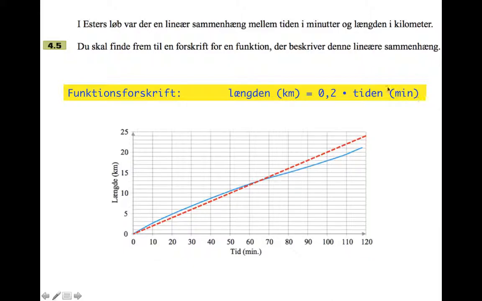Now when I mark this, I saw a lot of people write y and x here, so y equals 0.2x. If you do that, you've got to tell us what the x and the y are because they're not defined in the question. So if you say y equals 0.2x, then somewhere you need to tell me that y is the length in kilometers and x is the time in minutes.